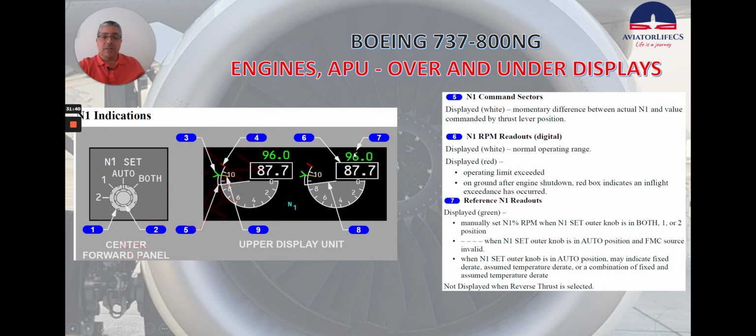Number 7 is the reference N1 readouts, displayed green. Manually set N1% RPM when N1 set auto and off is in both, 1 or 2 position. We will see a dashed line when N1 set auto and off is in auto position and FMC source invalid. When N1 set auto and off is in auto position, may indicate fixed derate, assumed temperature derate, or a combination of fixed and assumed temperature derate. It's not displayed when reverse thrust is selected.